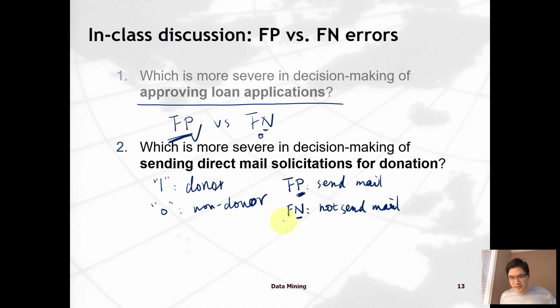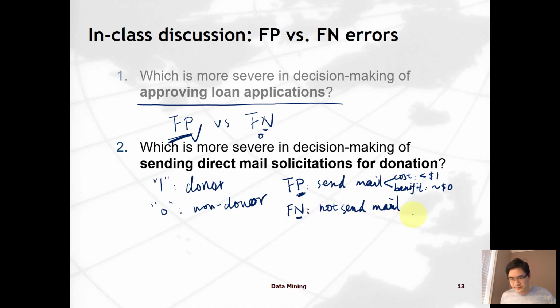Now, in this case, you would have to calculate the cost and benefit. In the case of false positive, the algorithm determined that the person would likely be a donor, so the company will send a mail, which costs perhaps less than $1. But the company will not get anything in return because in the false positive case, the person is actually a non-donor. The benefit will likely be $0. So that is in the case of false positive.